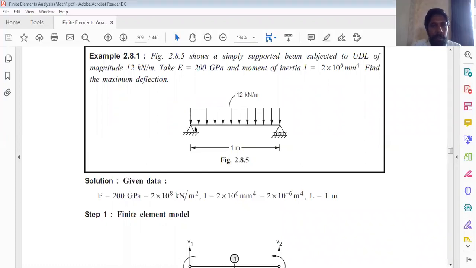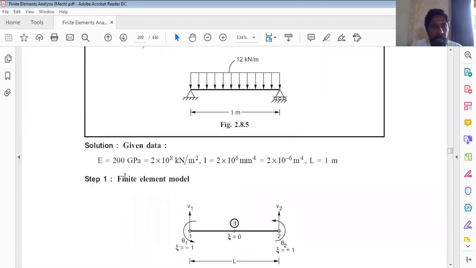Here you have to understand that for a simply supported beam subjected to UDL for its entire length, the maximum deflection will be at the center of the beam, because the concentration of UDL will be at the center. Now the given data are E equal to 200 GPa, which I have kept in kilonewton per meter square, and I in meter to the power of 4.